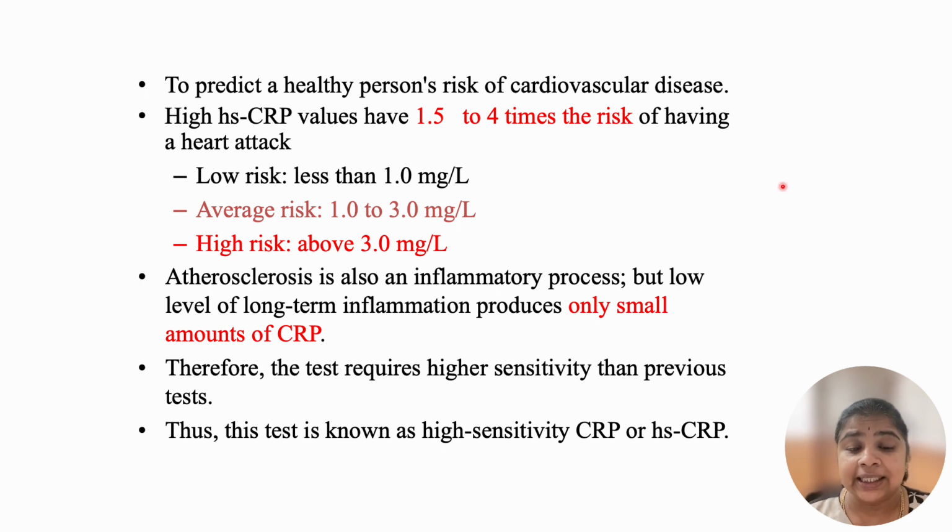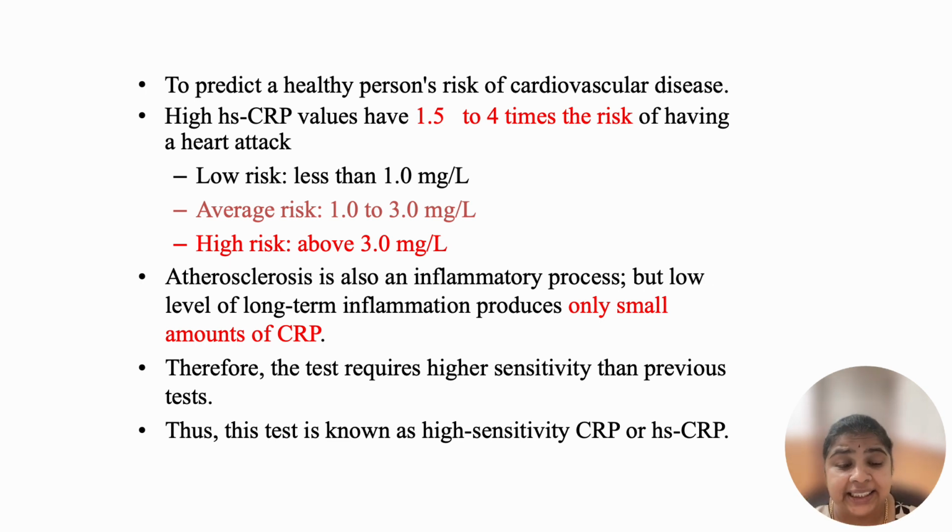So, homocysteine has been shown to increase atherosclerosis. If your homocysteine levels are increased, 5 to 15 micromoles per liter is normal. So, if it is more than that, then it can lead to atherosclerosis.